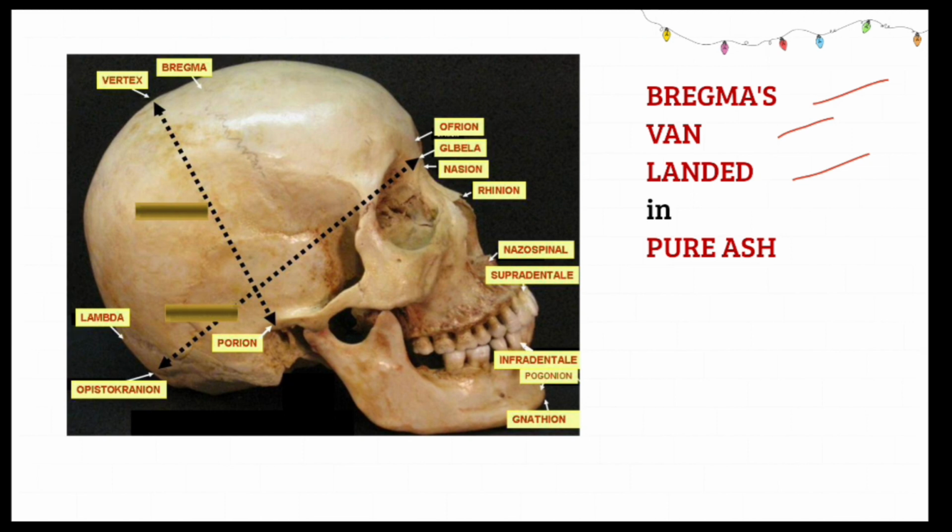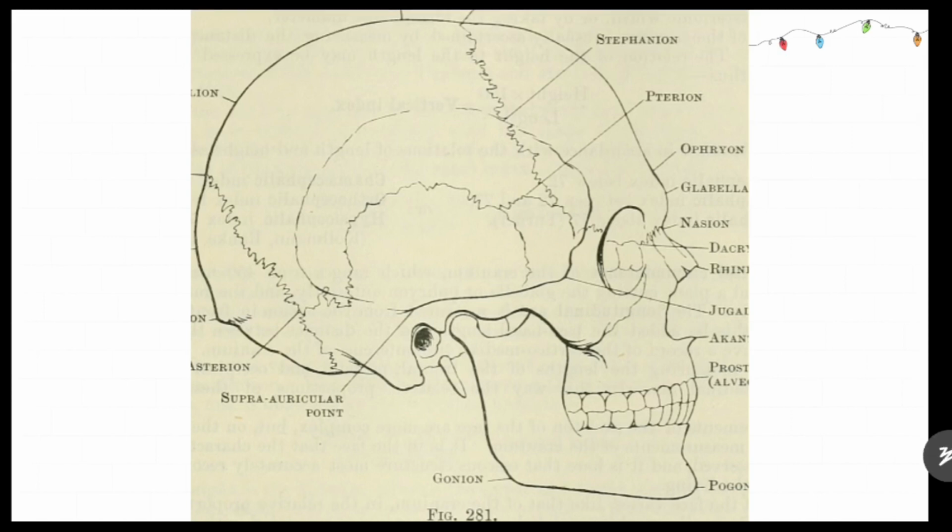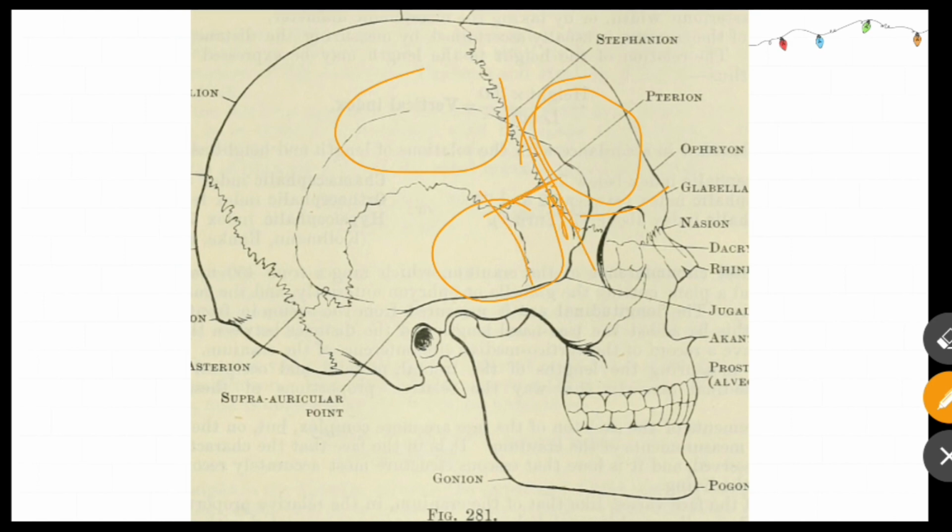Pure ash, again. Pterion is an area in your temporal fossa where four bones meet: this part is your frontal bone, then your parietal, your temporal, and your sphenoid bone. This part is called your pterion, an H-shaped suture. It's an H-shaped suture. You should remember this.